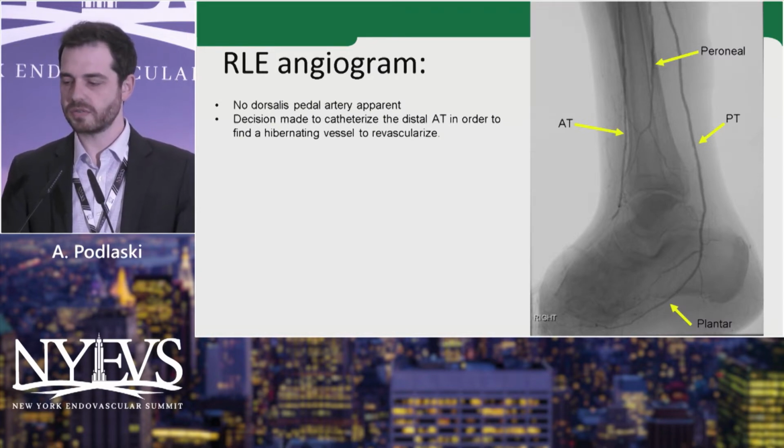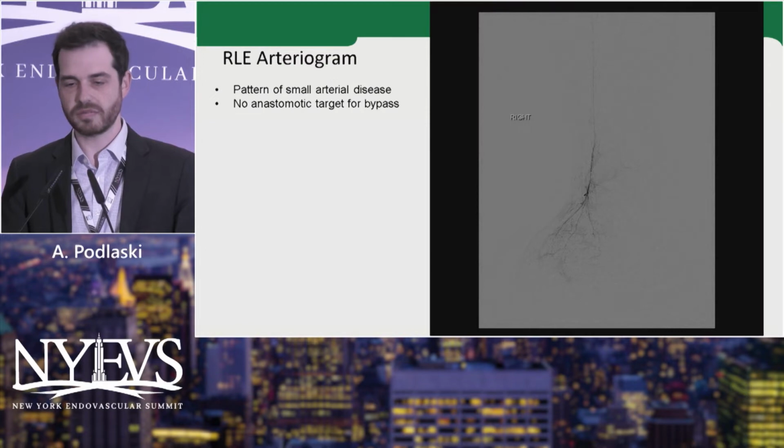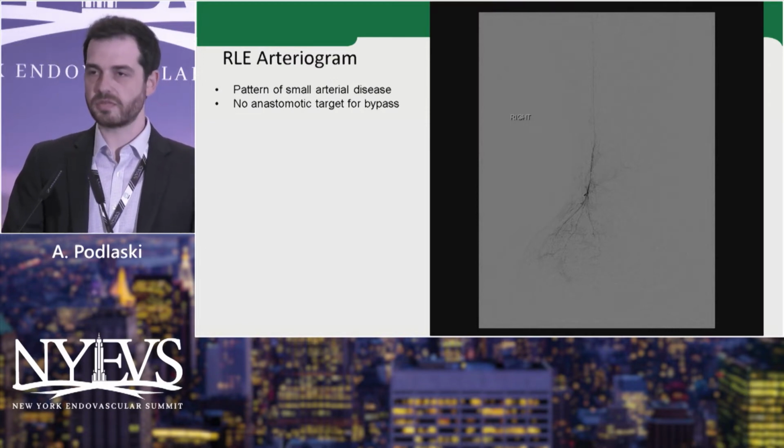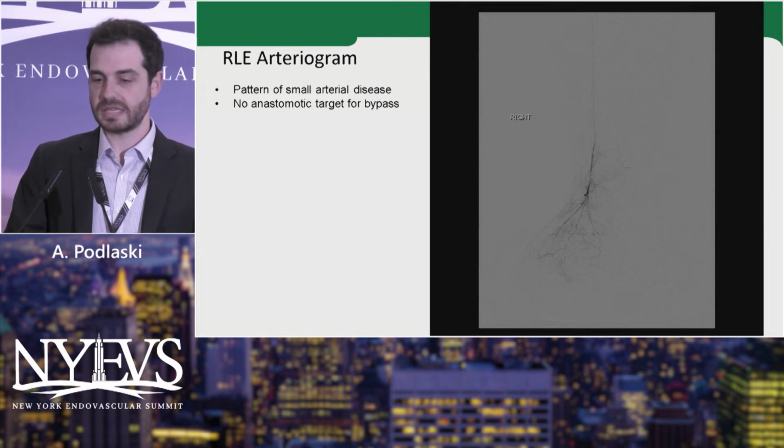It shows that he has flow in his PT all the way down to his plantar artery and in his peroneal, but his anterior tibial artery stops at the level of the ankle with no flow into his dorsalis pedis. So we decided to further catheterize the anterior tibial artery in order to identify any reconstitution vessel. This further angiogram shows that he has a pattern of small artery disease without an anastomotic target for bypass.